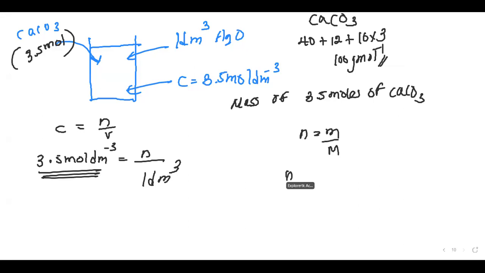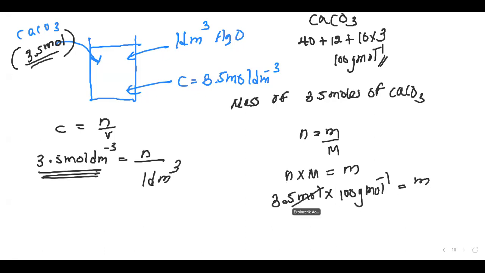So n equals mass over molar mass, so the number of moles times the molar mass of the material equals the mass. You need 3.5 moles of calcium carbonate, and the molar mass of calcium carbonate is 100 grams per mole. The moles cancel. When 3.5 is multiplied by 100, it becomes 350 grams. So when you add 350 grams of calcium carbonate into this container with 1 decimeter cube of water, you get a calcium carbonate solution with a concentration of 3.5 moles per decimeter cube. Okay, all right, quickly do it.